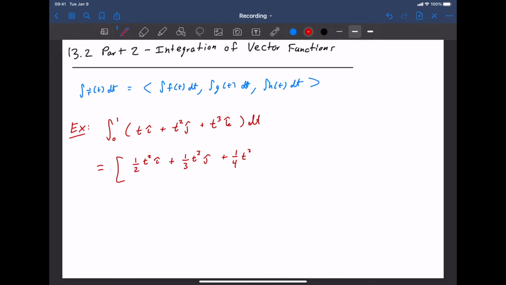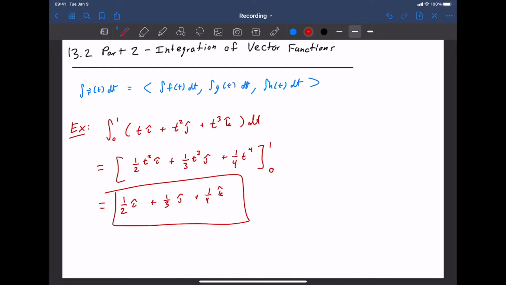So here's the integral of the twisted cubic, and we're going to evaluate that from t equals 0 to t equals 1. We notice that when we plug in 0, we get 0, 0, 0, so that's not really interesting. Instead, I'm going to get 1/2 I plus 1/3 j plus 1/4 k. And that's the integral of that vector valued function.